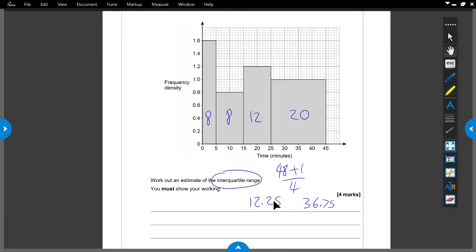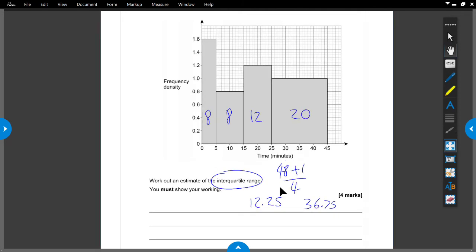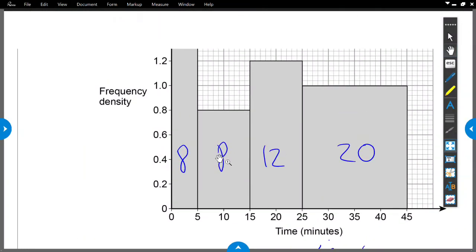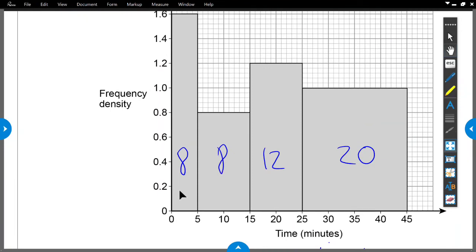To work out where the 12.25th value is, it's going to be within this second class. And I can tell by subtracting 8. If I took off that 8, I've already counted those 8. And then I'm starting to count within this one, but I don't get to this class here because this is 16 in total. That's greater than the 12.25, so it must lie within this one. Now I want to work out how far within this one it is. So if I do 12.25 minus 8, that tells me that we have a remainder of 4.25. So it's probably about halfway through this class.